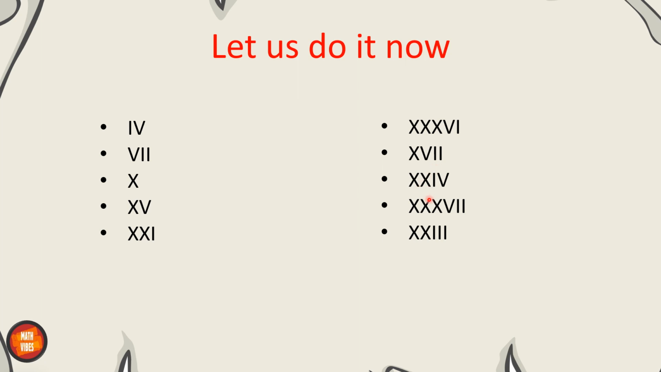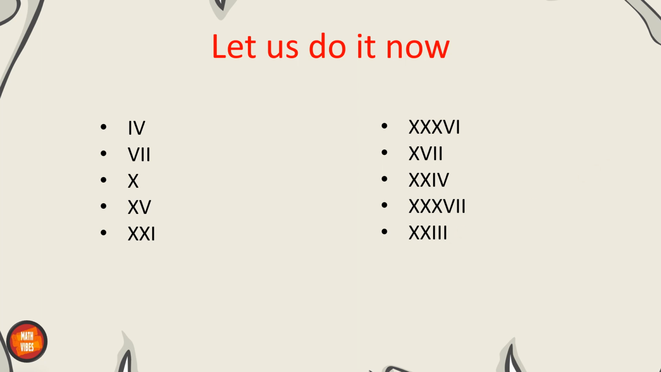Now here XXIV. Now I is in between, right? So separate them: XX separate, IV separate. Now XX is 10 plus 10, 20. IV is not following the order, so we will subtract 5 minus 1, 4. So 20 plus 4 is 24. Here they are easy. I want you to write their answers in the comment box if you know. Okay, XXXVII. I'll wait for your answers.